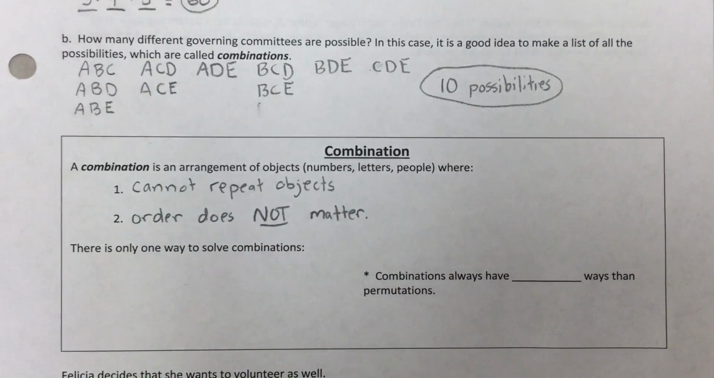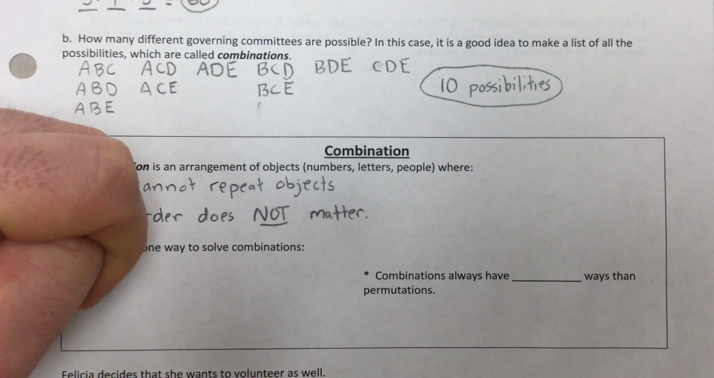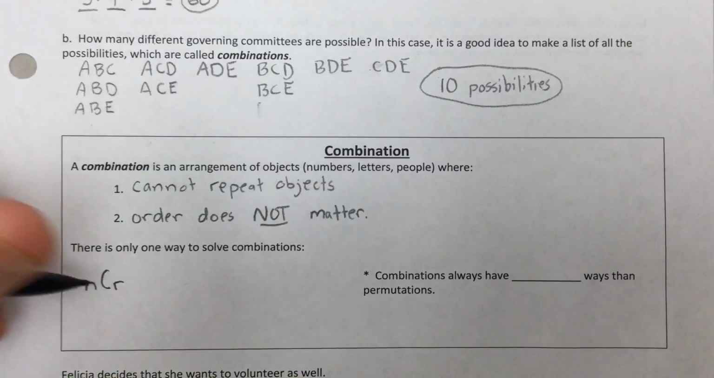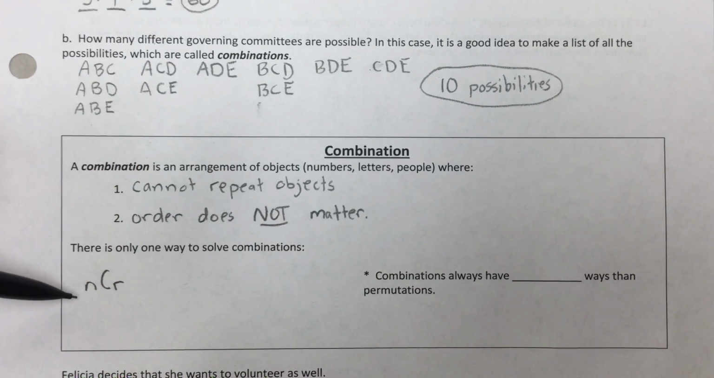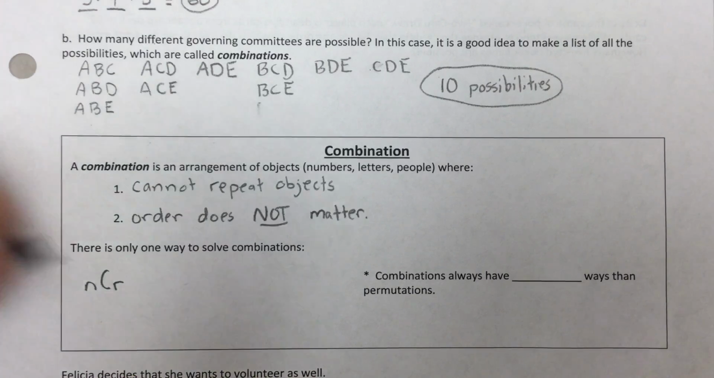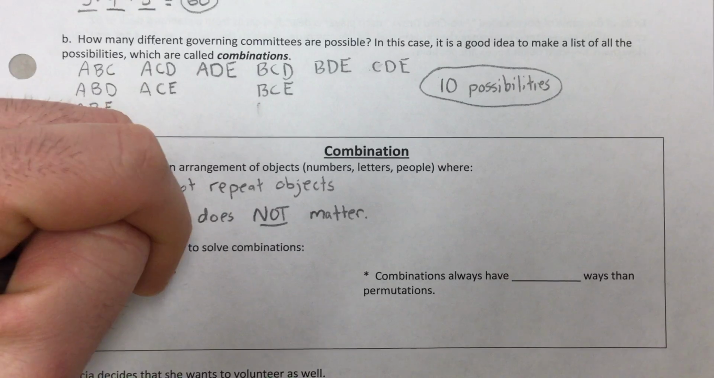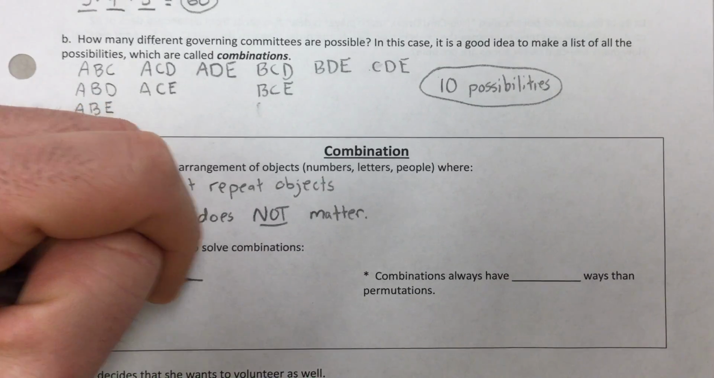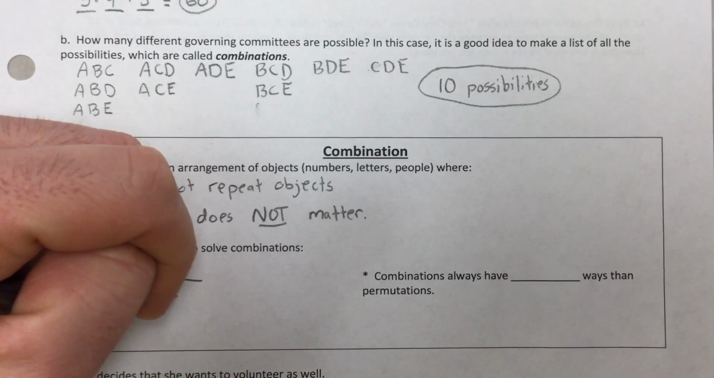There is only one way to solve a combination. In permutations, we had two ways, the decision chart and the formula. For combinations, we have just the formula. The formula is now nCr, so C is combination, n is still your total number of objects, and r is still your number chosen, just like the permutation. And so now it's going to be n factorial divided by n minus r factorial.